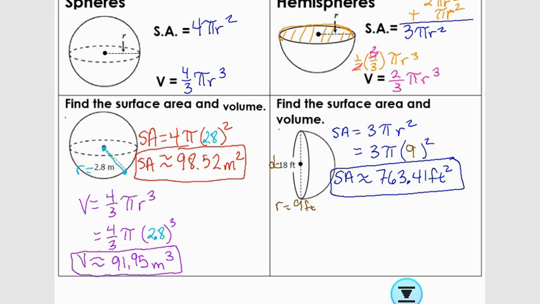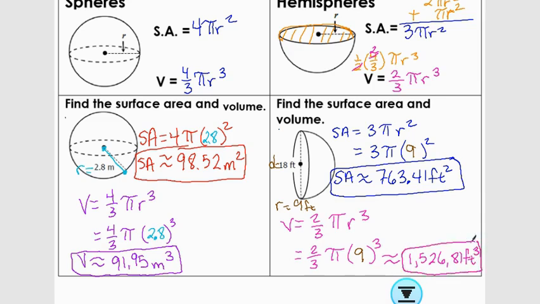Okay, let's try our volume formula. We said volume is 2/3 pi r cubed. So plugging into that formula, that's going to be 2/3 pi times our radius cubed. We said our radius was 9 feet. So when I put that in my calculator, I'll get that my volume is approximately 1,526.81 cubic feet. So that's feet cubed. Remember, volume's in 3 dimensions, so that's going to be cubic feet.